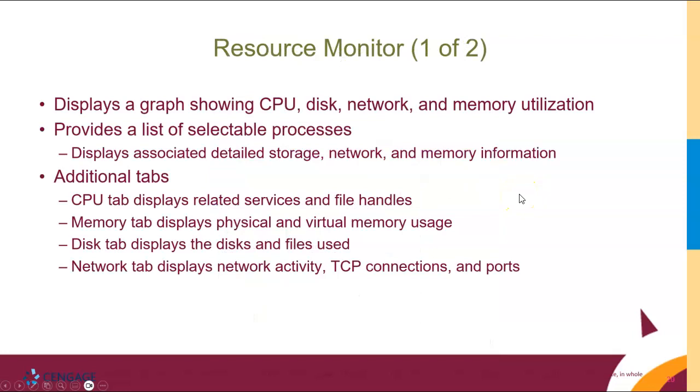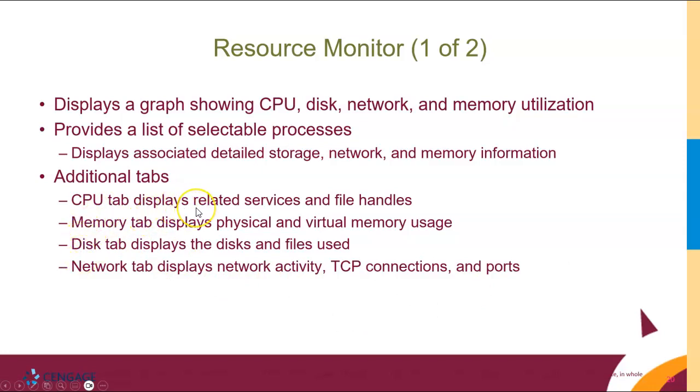So Resource Monitor, to be honest with you, I don't use this too often in troubleshooting, but we'll go through it here. This displays a graph showing CPU, disk, network, and memory utilization. And then it provides a list of selectable processes and displays associated detailed storage, network, and memory information. And then you have additional tabs: CPU, memory, disk, and network.